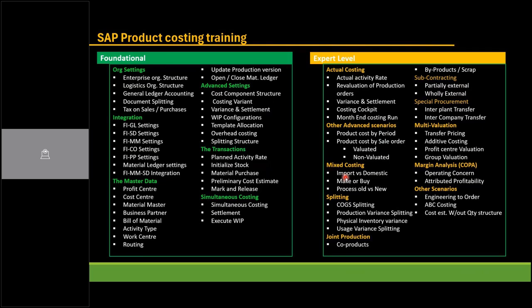So operating concern helps you understand your profitability over marketing segments or marketing dimensions, which is not possible from an FI perspective. In FI, at maximum, what do you have? You have general ledger, GL account. By GL account, you can generate a trial balance, your income statement, your balance sheet, right? These are the things. Further, if I want, I will have to make use of profit center.